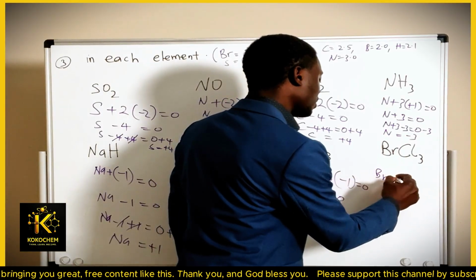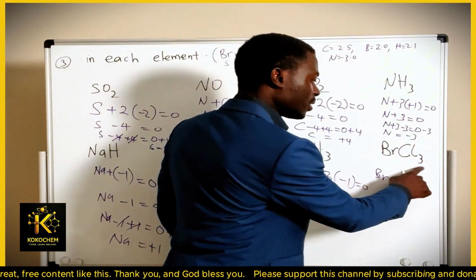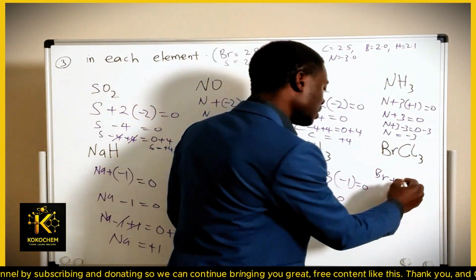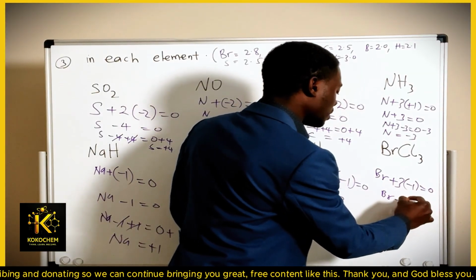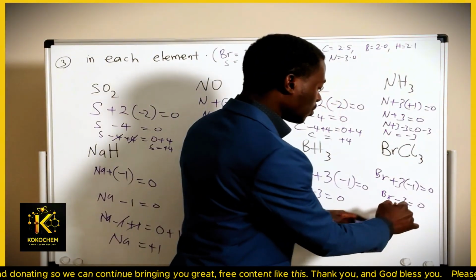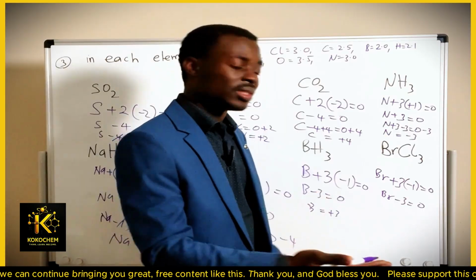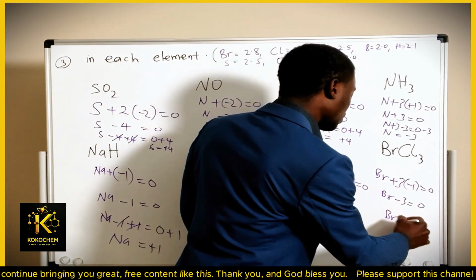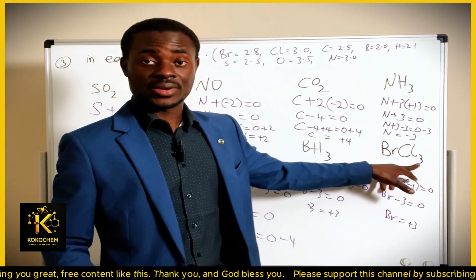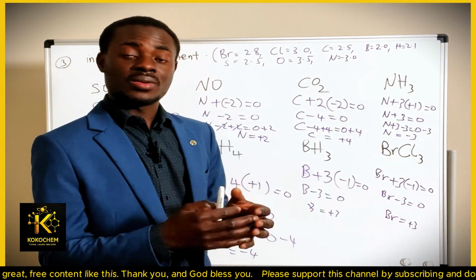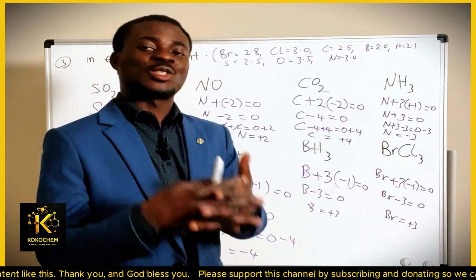So you solve for bromine. Br plus your 3 atoms of chlorine. Since it is Cl3, that means 3 atoms of chlorine, so 3 times minus 1 equals 0. Br minus 3 equals 0. That means we add 3 to both sides, so Br is positive, Br is equal to plus 3. So in BrCl3, bromine's oxidation state is plus 3 and chlorine is minus 1.